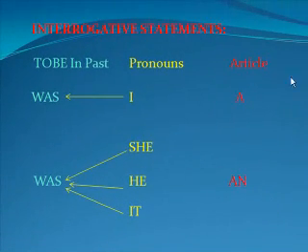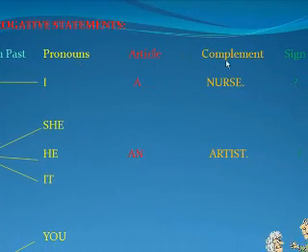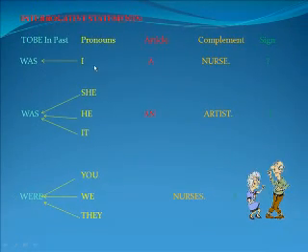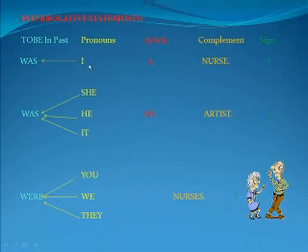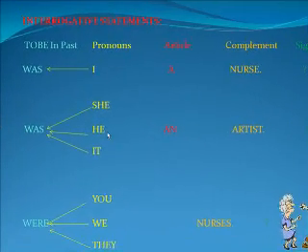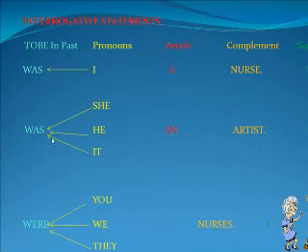topic. Interrogative statements. In this case, first, to be in past, pronouns, article, complement, and sign. Was it? Was she? Was he? Was it? Were you? Were we? Were they? Was I a nurse? Was she an artist? Was he an artist? Was it an artist? Were you nurses? Were we nurses? Were they nurses?